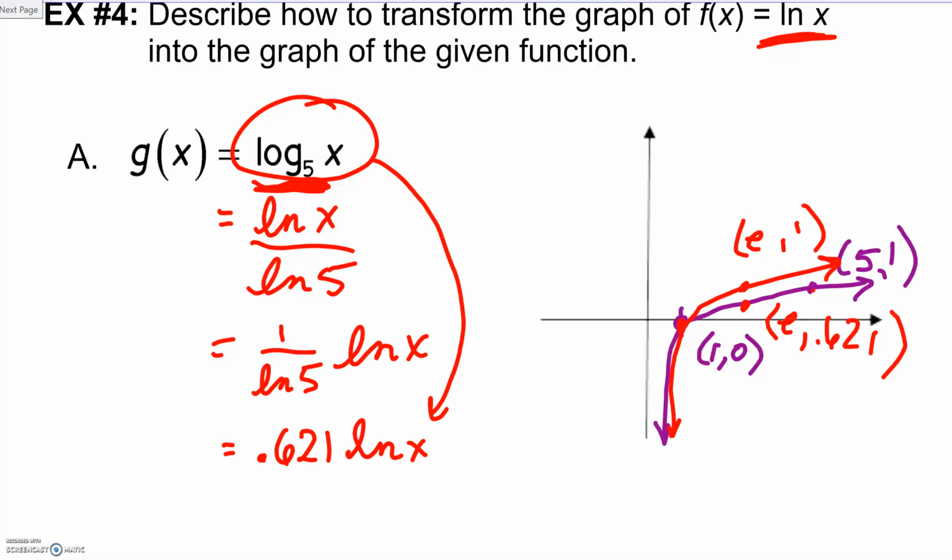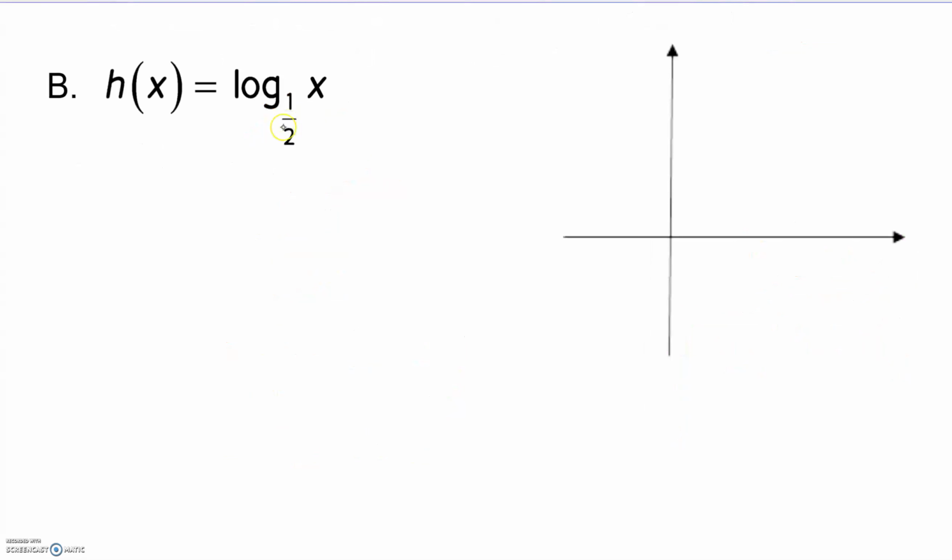On this next one here, the base is 1/2. Now, the same rules apply where you will have the point (1, 0) on the graph, but you will also have the point (1/2, 1). Notice that (1/2, 1) would be up here. When you connect those, your graph is going to be different than the previous one. It's going to be a decreasing graph.